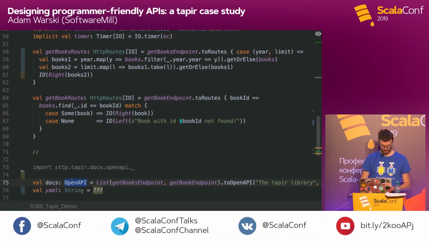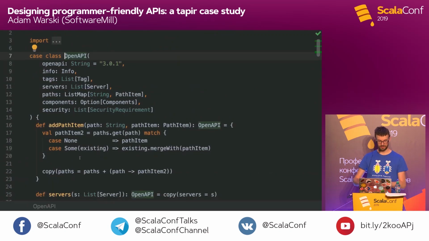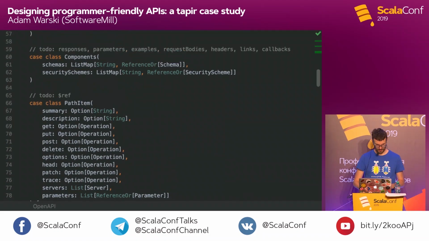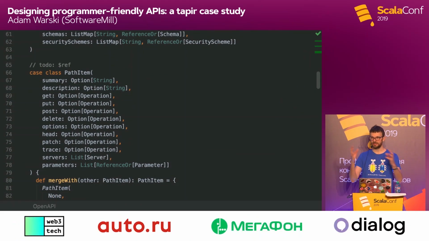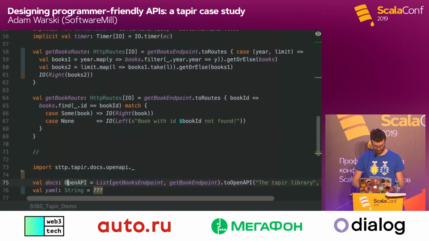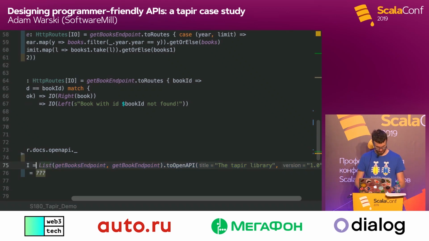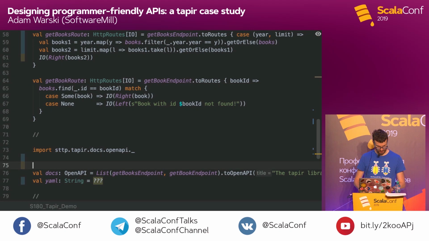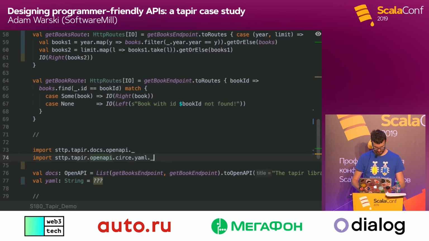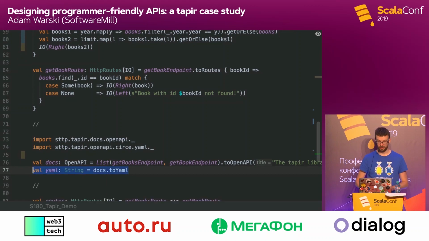So this OpenAPI object is, if you take the OpenAPI specification and you convert it to case classes, that's what you get, right? There's a long list of case classes, which is a direct translation of the OpenAPI specification, right? So what we do here is we convert this description of our endpoint to the OpenAPI classes. The last thing we need to do is we need to serialize the OpenAPI as YAML. So we import tapir OpenAPI Circe YAML. Circe can also serialize to YAML, and we call docs.toYAML, and we have the YAML over here, right?